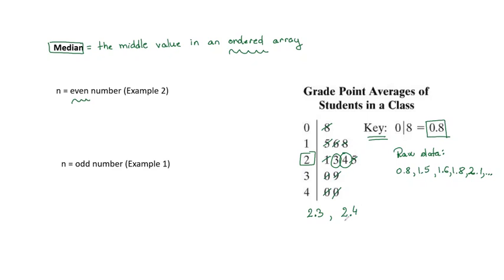How do I arrive at the median? Well, you will simply find the midpoint between these two, and that will be 2.35. And this is the median. The median doesn't have a specific notation. For this example, I'll just write down median equals 2.35. But now I will move on to the next slide.